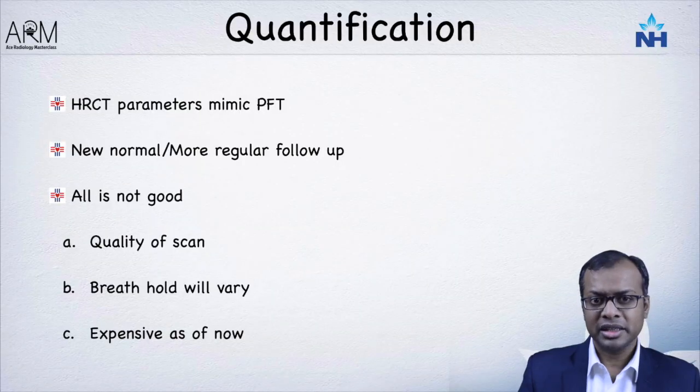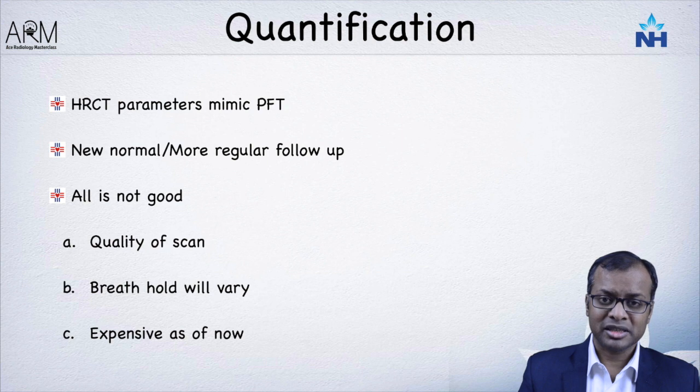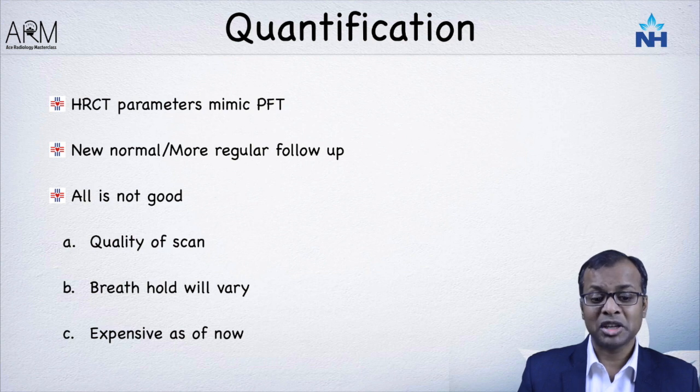With HRCT quantification, it is becoming a norm as we go forward because it is reproducible, especially if you're using machine-detected quantification. It actually mimics very well the PFT parameters that one comes across, and it may become the new normal where, with the pandemic, PFT performance can be a little tricky in some institutes, and HRCT might be much easier to get the scans done and easier for follow-up.